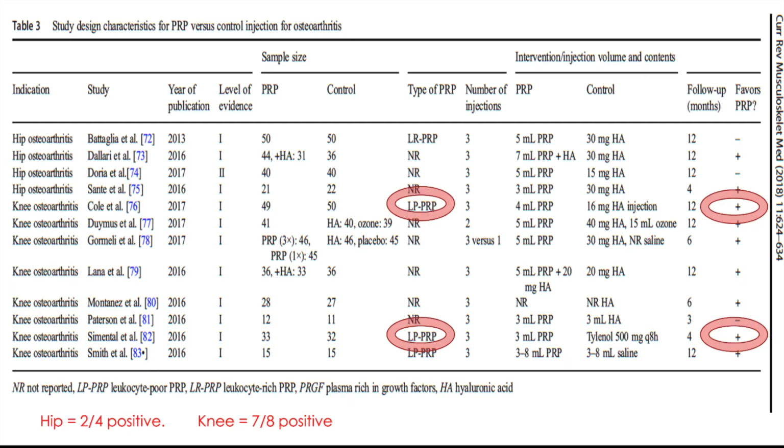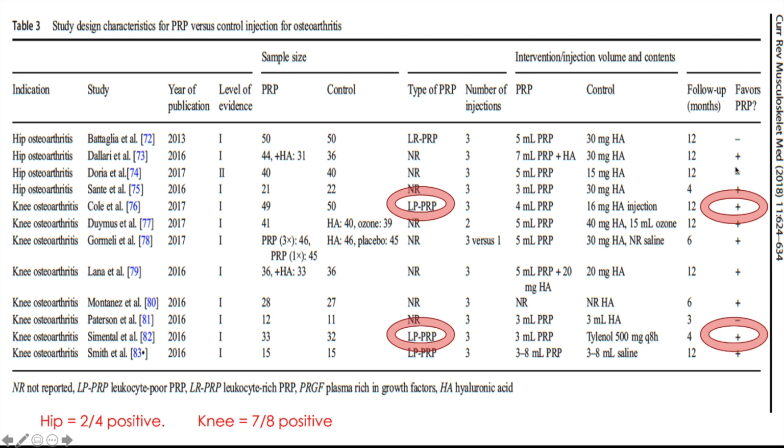Here's a compilation of arthritis studies. There's a lot of them out there. So in this table, it's actually very helpful. You can see that all these knee studies, there's 8 of them. 7 out of 8 showed positive results with PRP therapy. So when you look, and then in the hip, 2 out of 4 were positive.